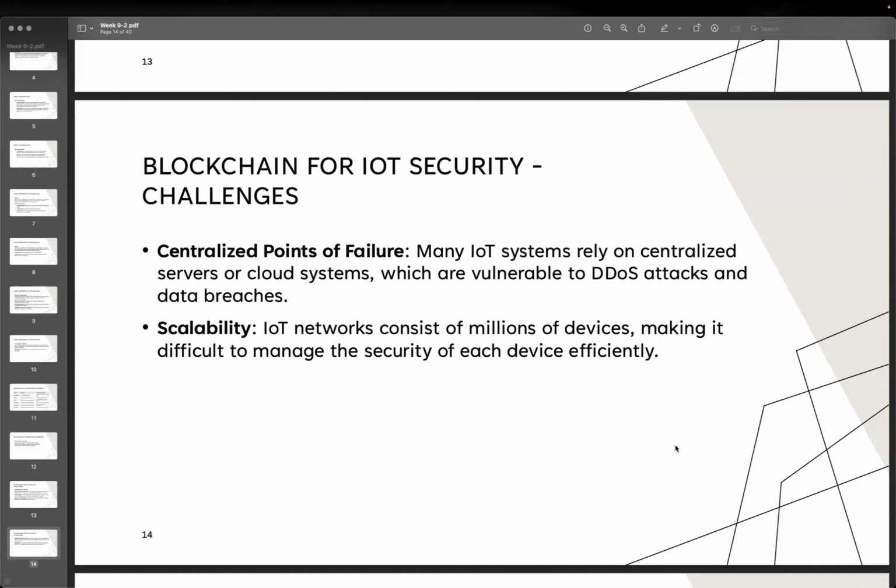And also there is scalability. The IoT network always connects millions of devices, and the number keeps going up, if you remember the numbers from the protection discussion.